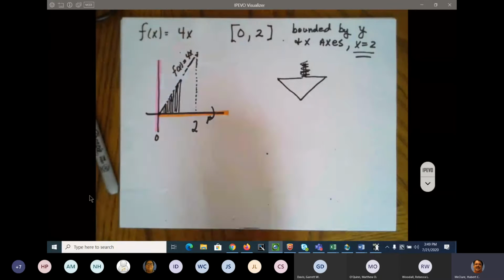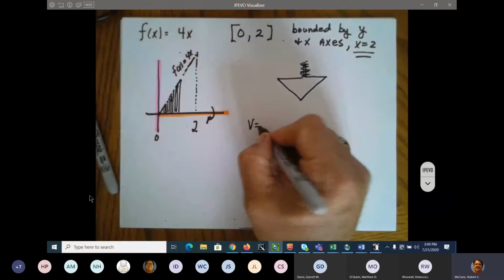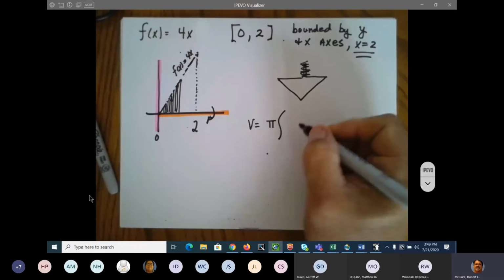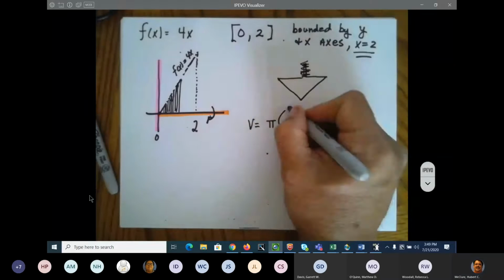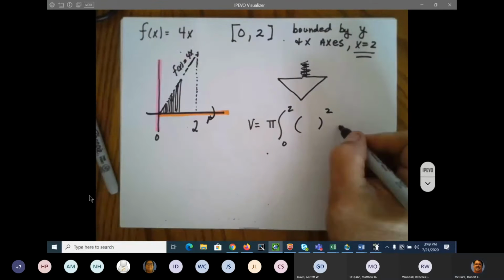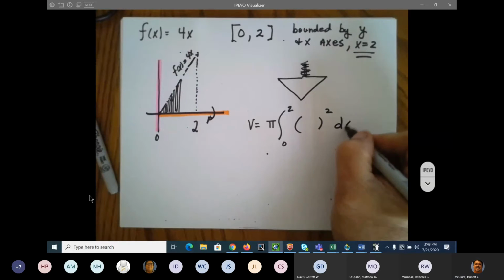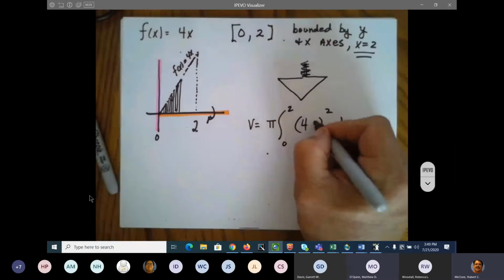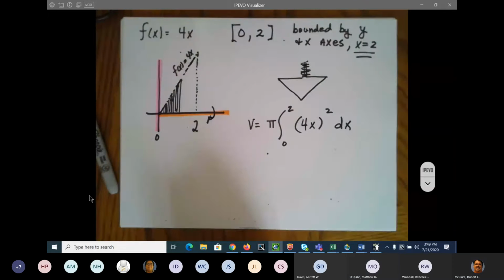So volume is equal to pi antiderivative from 0 to 2 of parentheses squared dx. And what goes in the parentheses? Anybody? 4x. 4x. Thank you. All right, I'm going to let y'all do it. Go ahead and take a minute and do it.